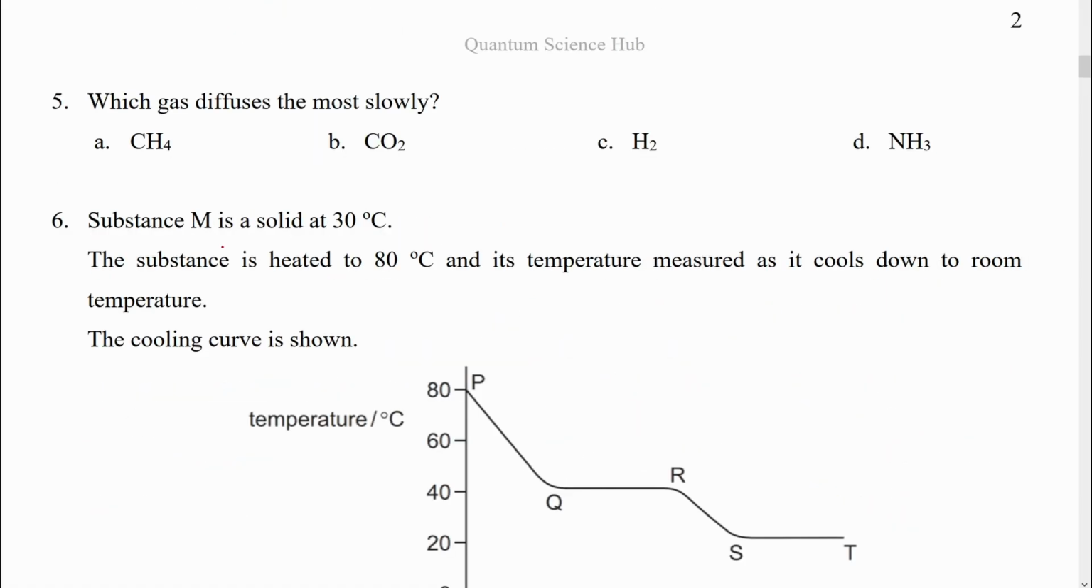Alright, make sure that you pause every question and answer it on your own to see how far your understanding of this chapter is. Now, question 5. Which gas diffuses the most slowly? Slowly here is going to be the heaviest gas, right? Or we can say the greatest mass, isn't it?